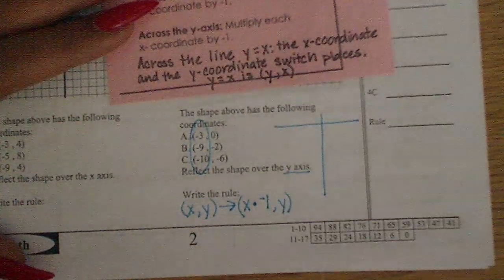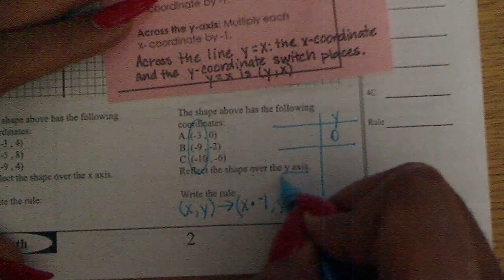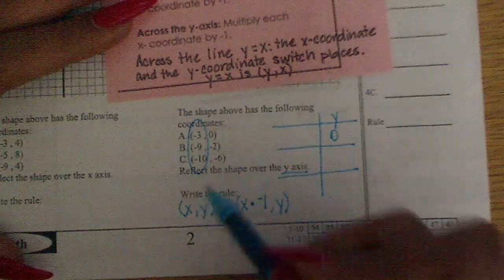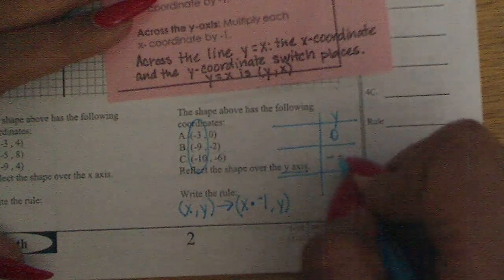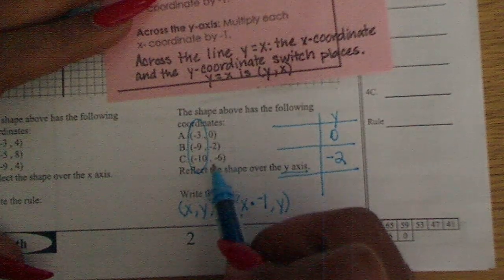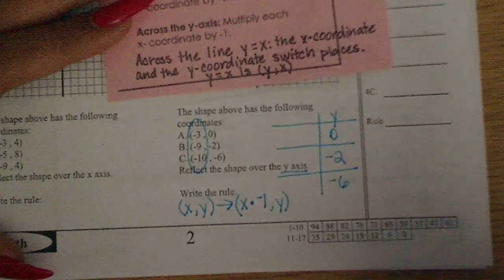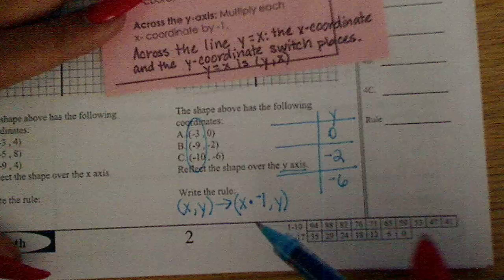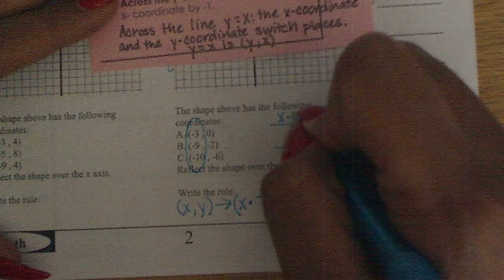Because I'm not doing anything to y, I'm going to write my y's down first. So point A, my y coordinate is 0. Let's do this to keep them even more organized. At point B, my y coordinate is -2. And point C, my y coordinate is -6. So I'm done with my y's. Now I need to apply my rule to my x coordinate. So I'll have x times -1.